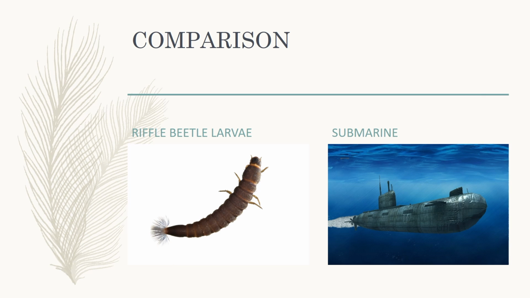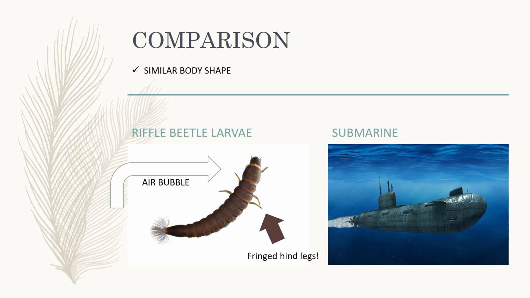Riffle beetles are similar to submarines in that their body shapes are similar. When the submarine surfaces, compressed air flows from the air flasks into the ballast tanks, and the water is forced out of the submarine until its overall density is less than the surrounding water, which is positive buoyancy, and the submarine rises. Many water beetles carry an air bubble, called the elytra cavity, underneath their abdomens, which provides an air supply and prevents water from getting into the spiracles. Some families of water beetles have fringed hind legs adapted for swimming.